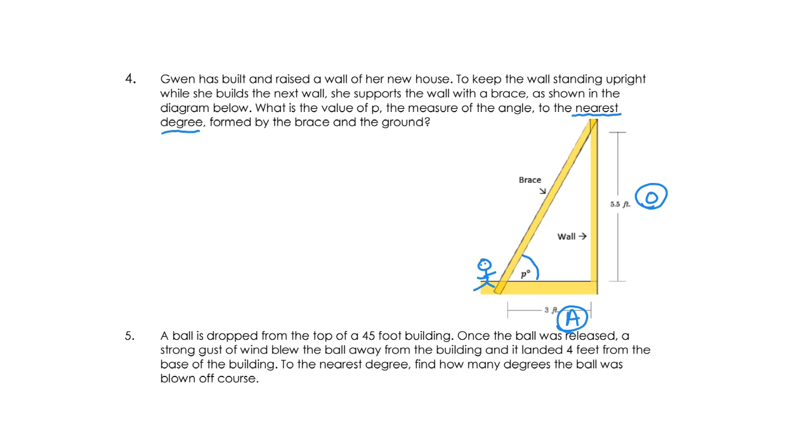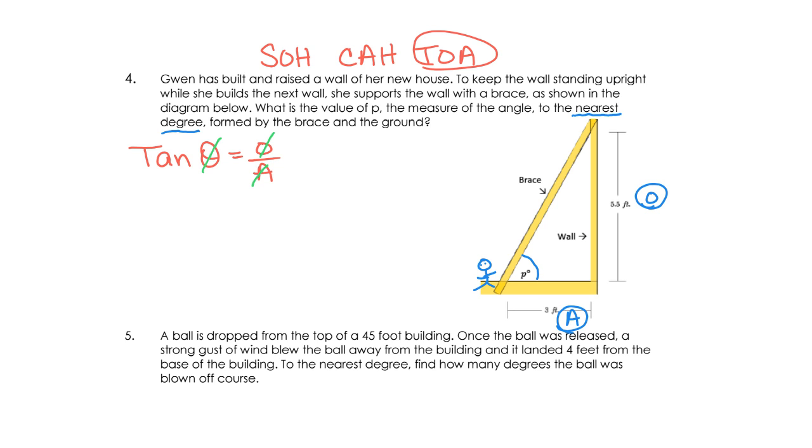Okay, think about Sokotoa, some old horse caught another horse taking oats away. We labeled O and A, and so we'll be using the tangent trig function. So our formula is tangent theta equals O over A. Then we replace our 3 pieces. We keep tangent, theta is P, that's our angle, opposite is 5.5.